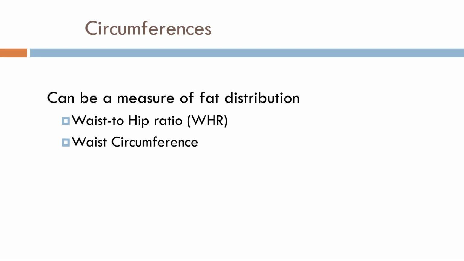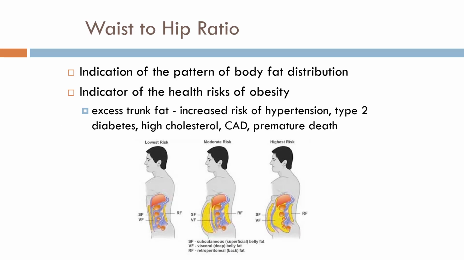There's two ways of doing it. We can do a waist to hip ratio, which is basically looking at the ratio between your hip girth and your waist girth, which requires then a straight up waist circumference. And the waist to hip ratio is kind of losing favor because there's some inconsistencies, but the waist circumference is that.